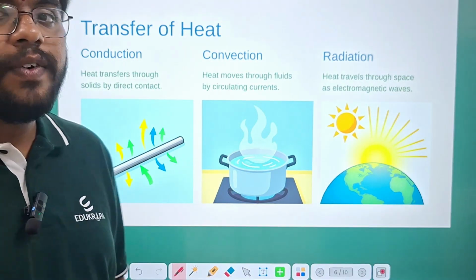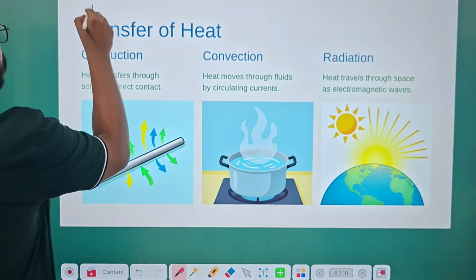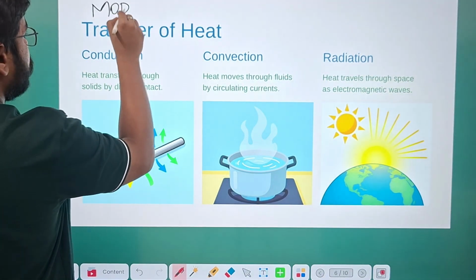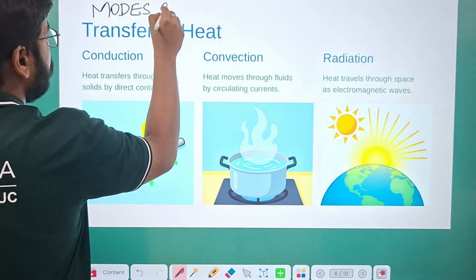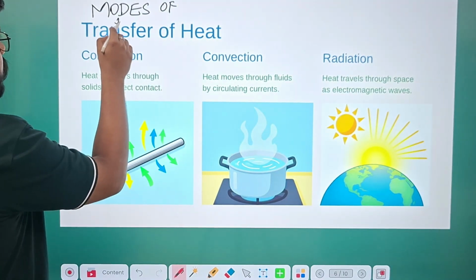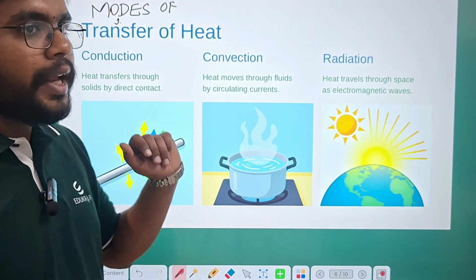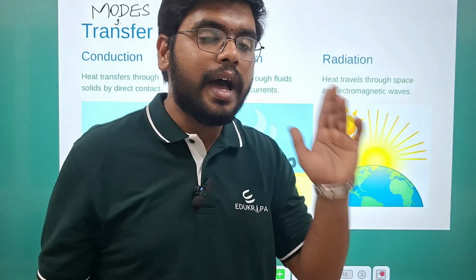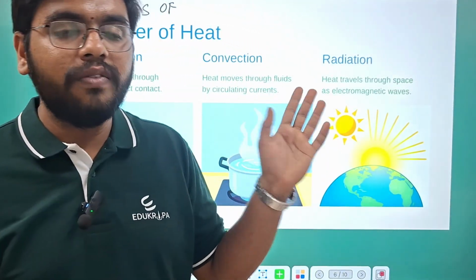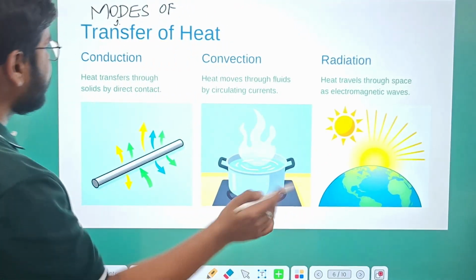Next is transfer of heat. How does heat transfer? What are the modes? Modes of transfer of heat. How does heat transfer from one end to another end? I already told you that heat always flows from hotter region to colder region. So how does this exactly work?